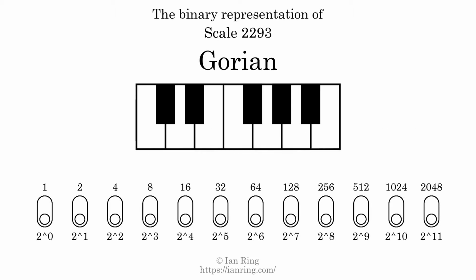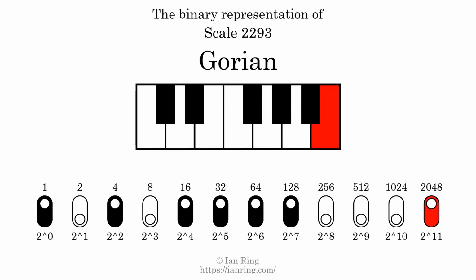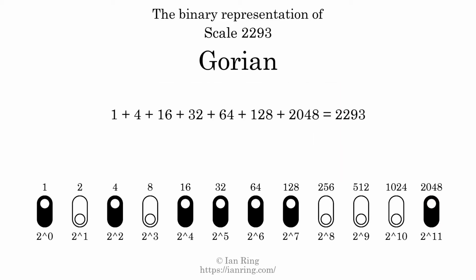The binary representation of this scale is determined by mapping tones of the scale to binary digits. Each binary digit represents a power of 2. To get the scale number, we add the powers of 2 together. The powers of 2 that are present in the scale, all added together, equals 2293. That is why the scale number, in decimal, is 2293.